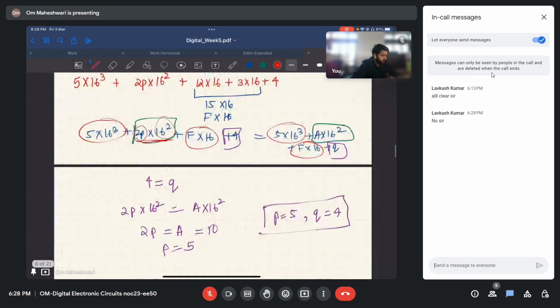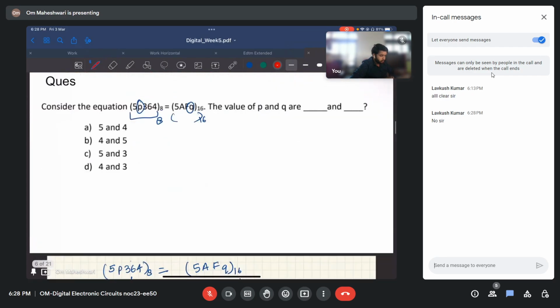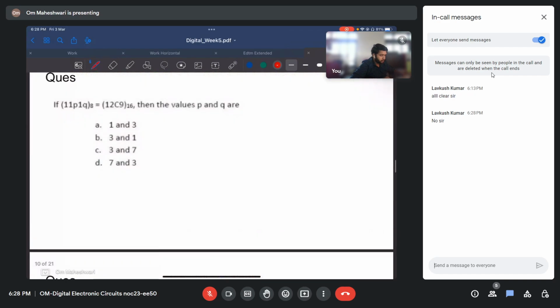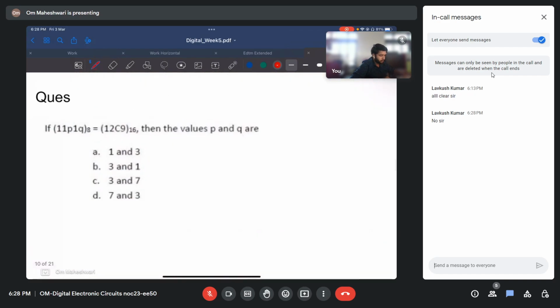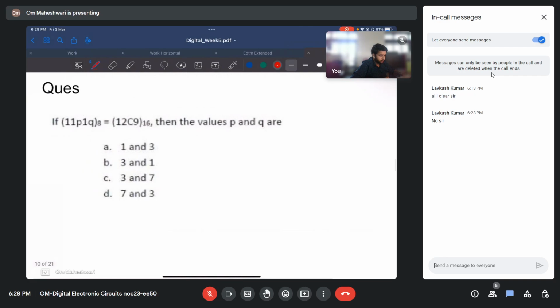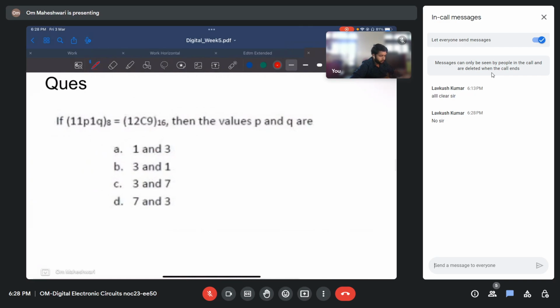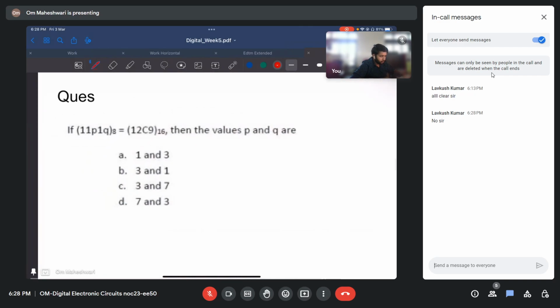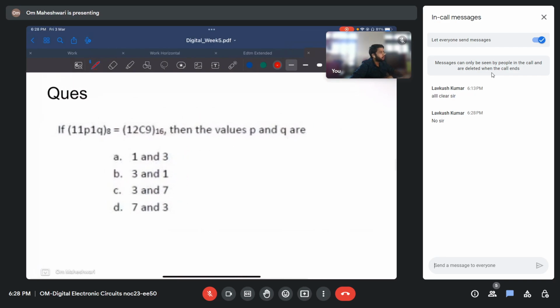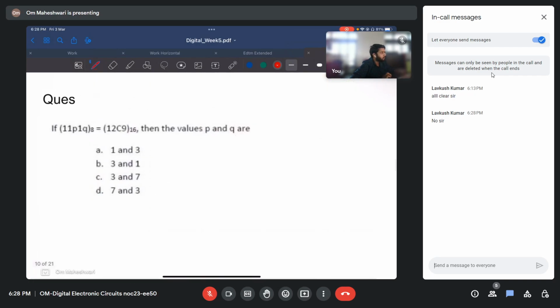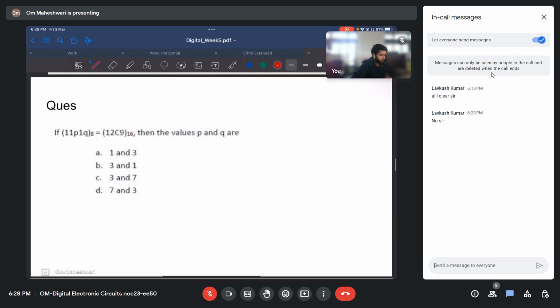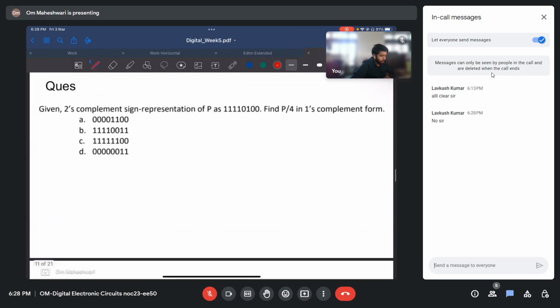Okay. So I'll move on to the next question then. So this is a very similar question. So I'll leave it on to you to solve it, or we can solve it at the last if we have time. So let's skip it for now. It is just same as before. So we can solve it at the last. Okay. So let us take the next question.